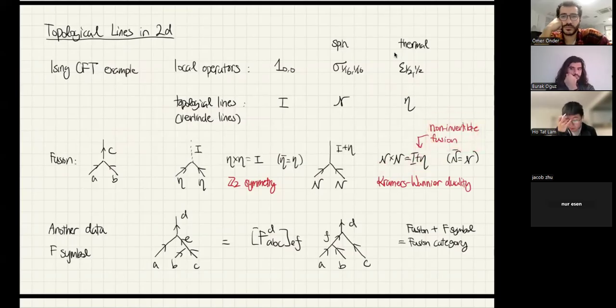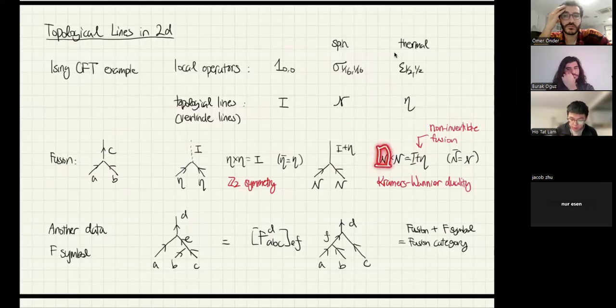Okay. And there's also a physical meaning behind these N lines. They are essentially related to the Kramers-Wannier duality of the Ising model. The Ising model has a Kramers-Wannier duality that maps the high temperature phase to the low temperature phase. But at the critical point, the Kramers-Wannier duality becomes a symmetry of the theory. It leaves the CFT invariant. And that symmetry is precisely described by this topological defect. So that's why it's also called the Kramers-Wannier duality line.